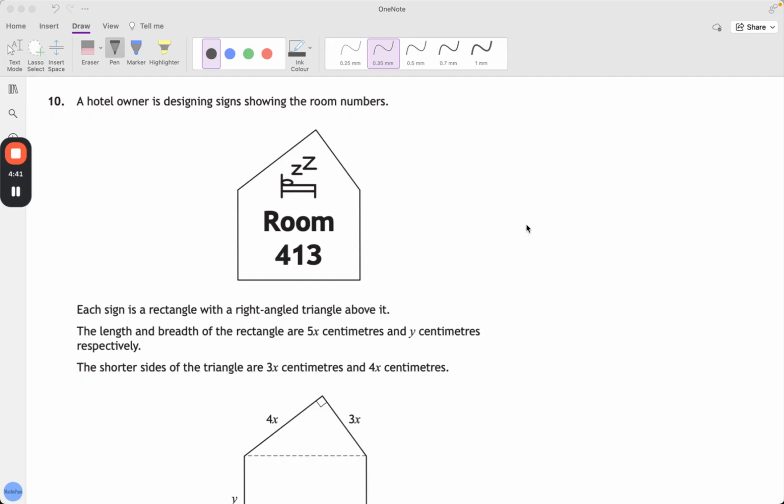So on to question 10. We do have an optimization question, and it's quite a long one, but that's okay, we can still just plod through it. So we have been told that a hotel owner is designing signs showing the room numbers. We can see it here.